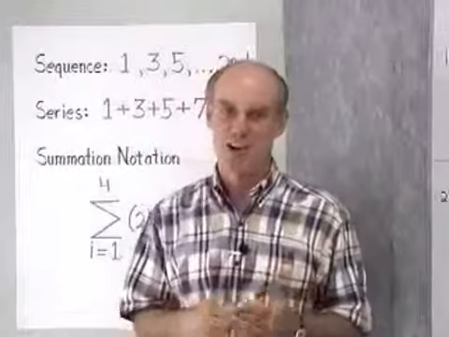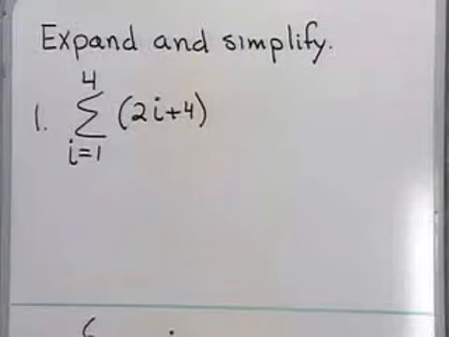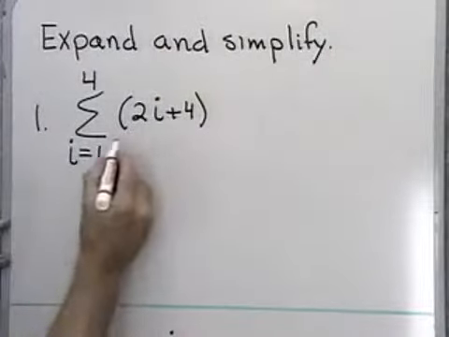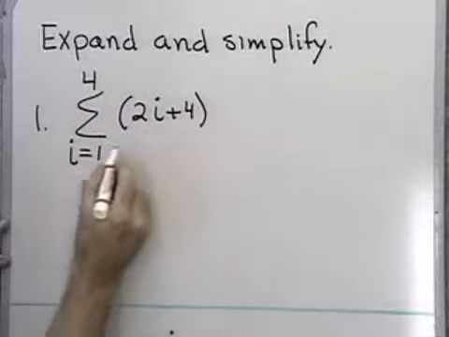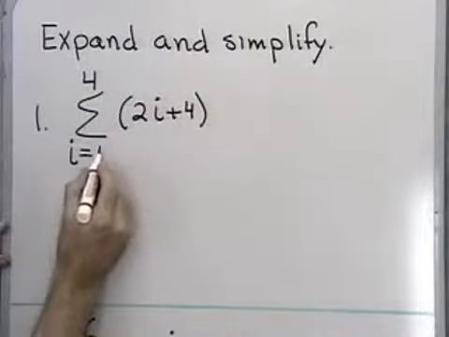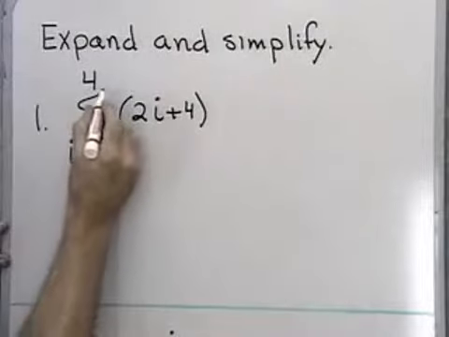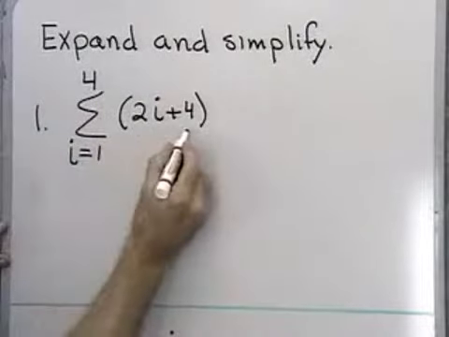So let's go to the board now and look at our first example. It says expand and simplify. And all we want to do here is get used to this notation, this summation notation. So what this notation right here means is to take all the things that look like this, starting with i equal 1, going to i equal 2, i equal 3, and i equal 4, and adding each of these things.